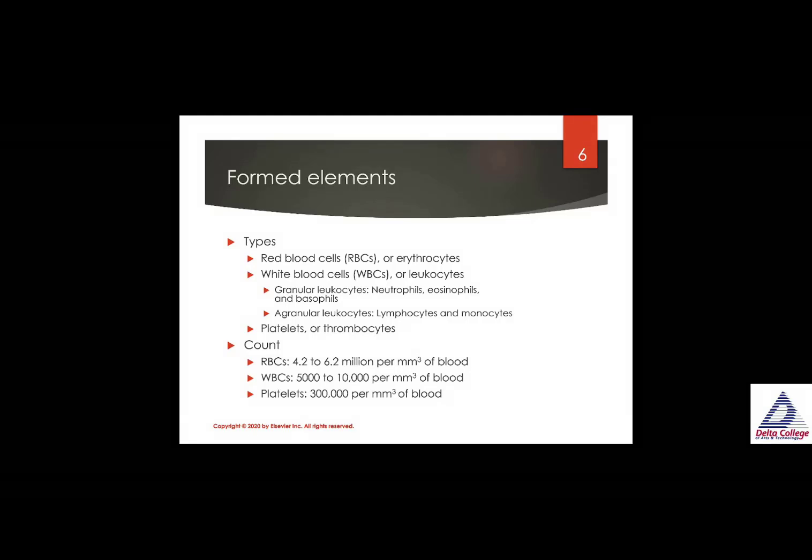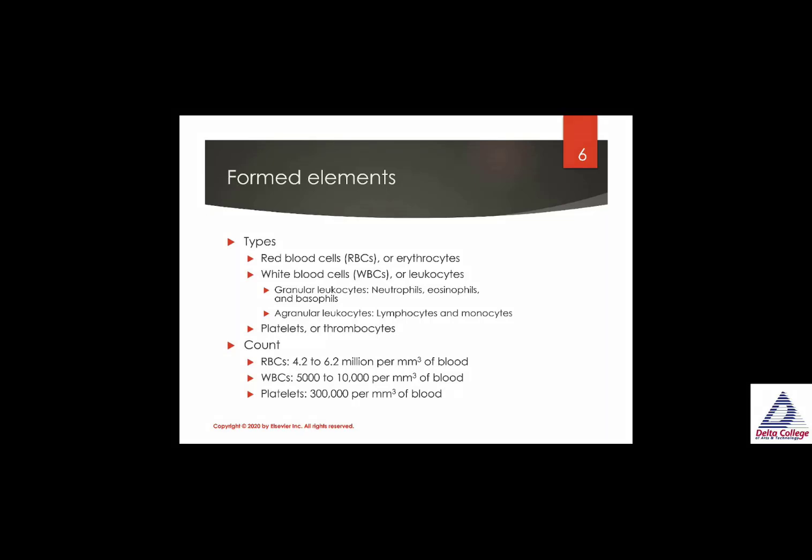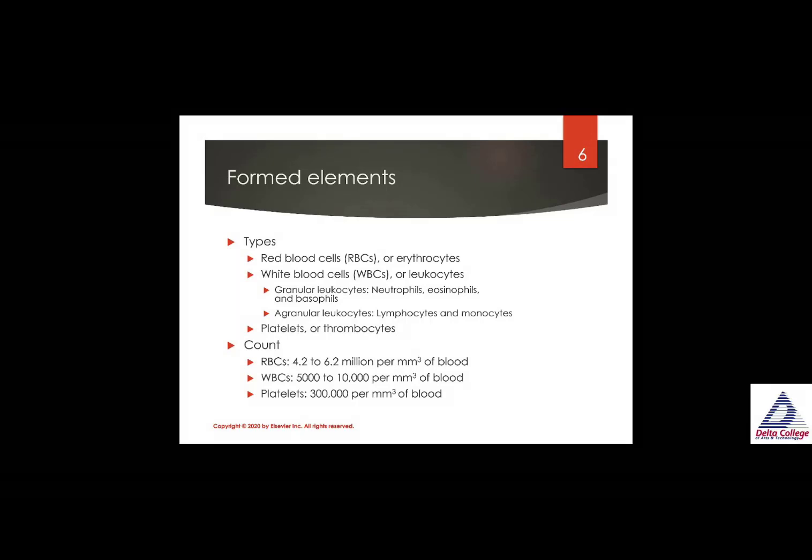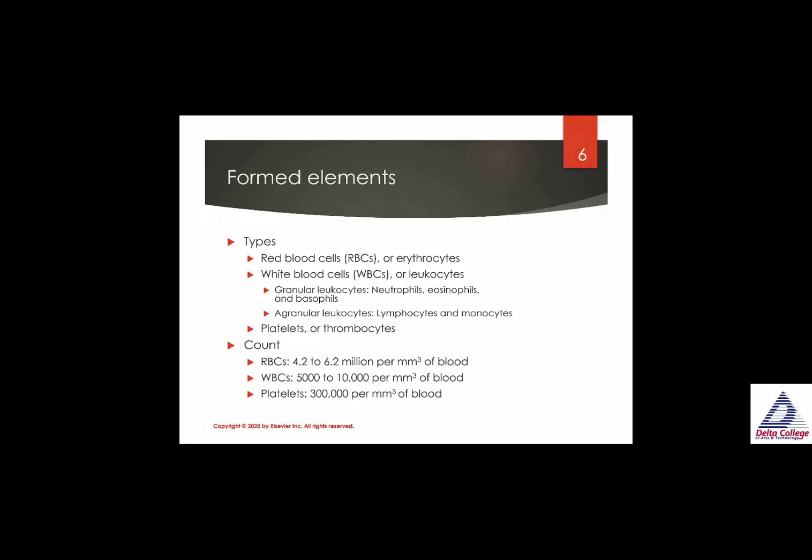And the counts, you'll start to learn these more in nursing school. Red blood cells, 4.2 to 6.2 million per millimeter of blood. White blood cells, 5 to 10,000 on average. Platelets really need to be around 300,000 or higher. And platelets, or thrombocytes, help with clotting.